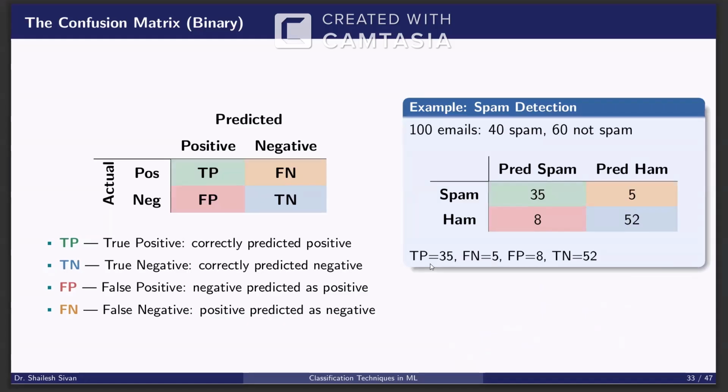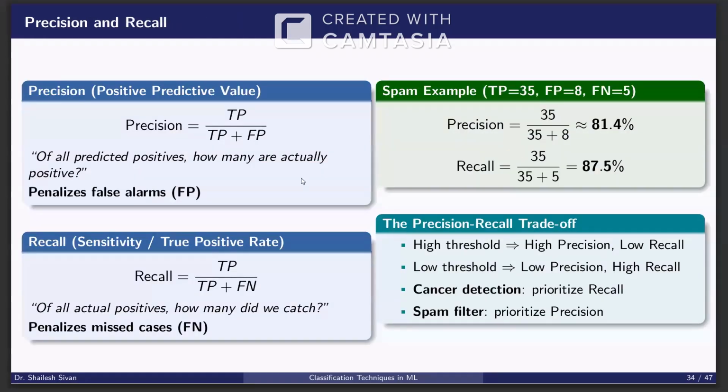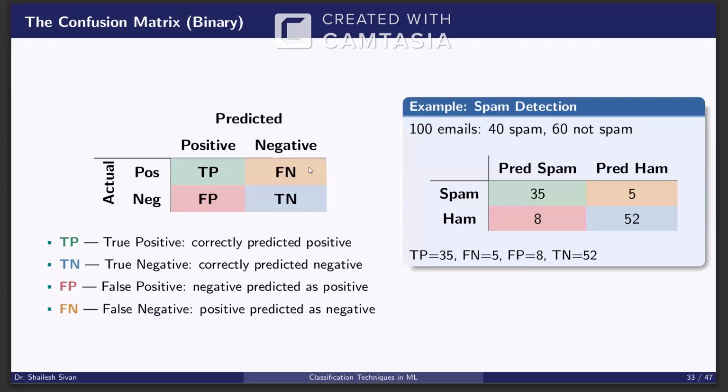And there is something called precision. Precision is nothing but, among the positives, how many of them are actually positives? Among the positives I have predicted, how many of them are actually positive? So, in this example, how many of them did I predict as spam?